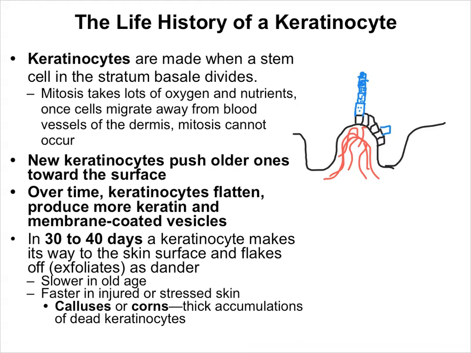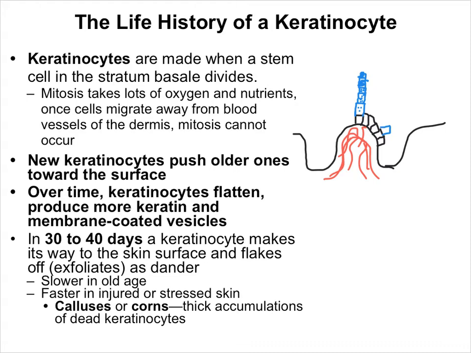Like I said, this process is variable in its speed. If you have a lot of stress on your skin, injuries or lots of abrasion or something like that, it happens faster. This is part of what goes into the buildup of calluses. You basically have a much faster rate of making new keratinocytes, but the old ones aren't flaking off any faster. So you have a buildup of dead keratinocytes on your skin, and that's what goes into making a callus or a corn.